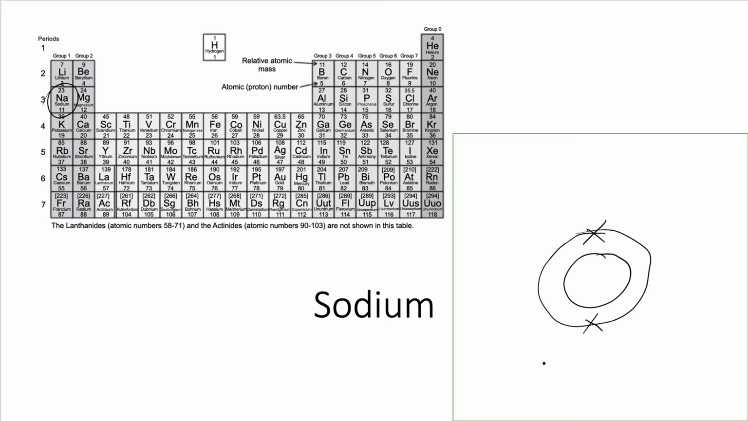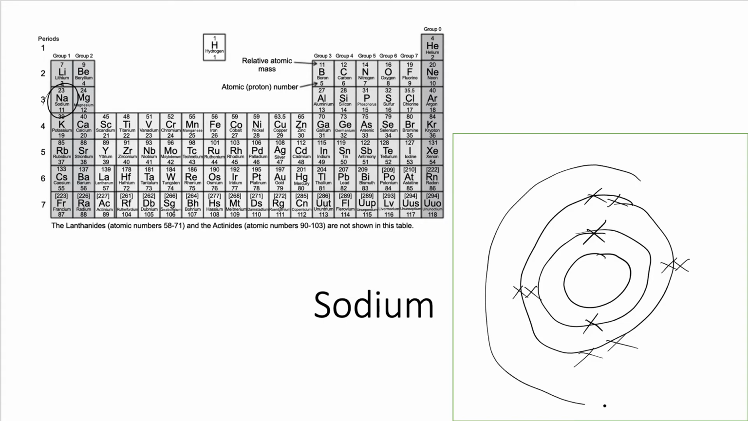And now we have 9 electrons left to draw. So let's get our next shell. 1, 2, 3, 4, 5, 6, 7, 8. But we've got a problem, we need 9. So this means we need to draw another electron shell, because we still have remaining electrons, and we can draw that last one onto here. And that is the electronic structure of sodium.